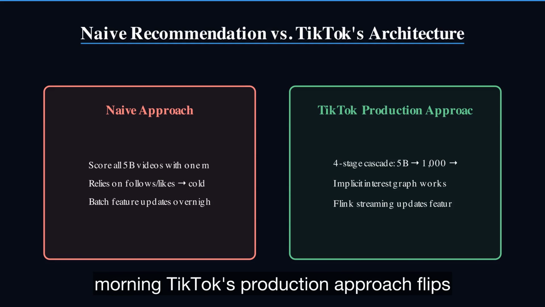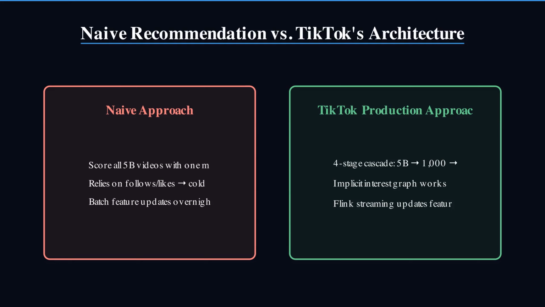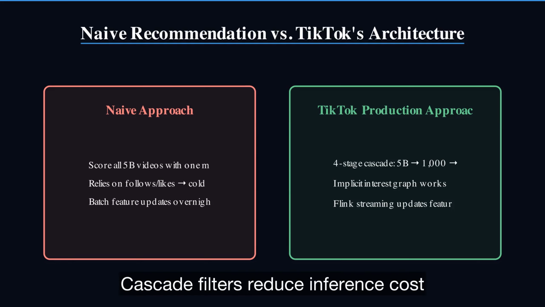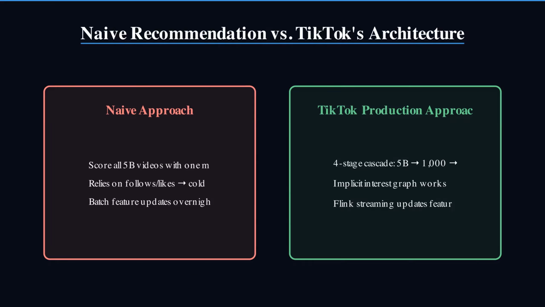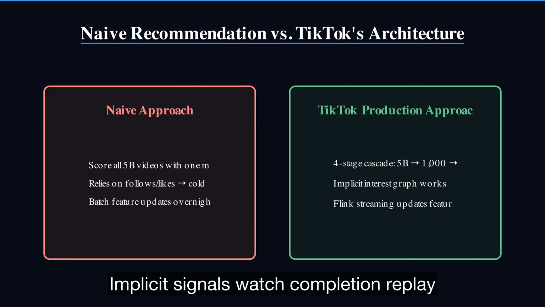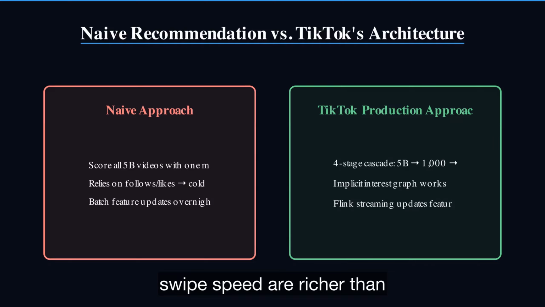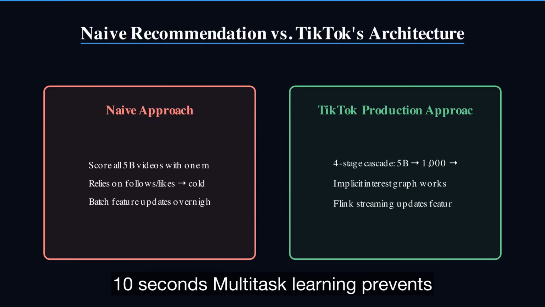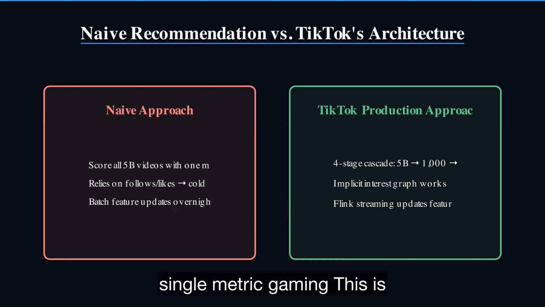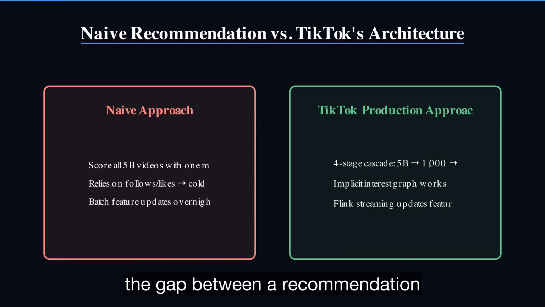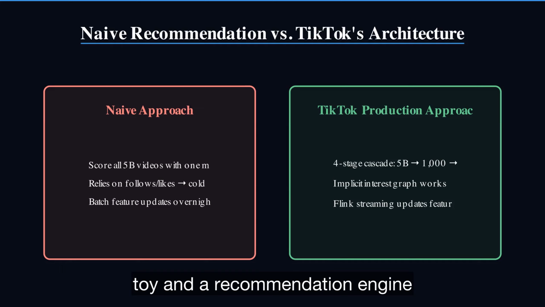TikTok's production approach flips every one of these decisions. Cascade filters reduce inference cost by 5 orders of magnitude. Implicit signals, watch completion, replay, swipe speed, are richer than any explicit signal. Real-time Flink pipelines update features in 10 seconds. Multitask learning prevents single-metric gaming. This is the gap between a recommendation toy and a recommendation engine.